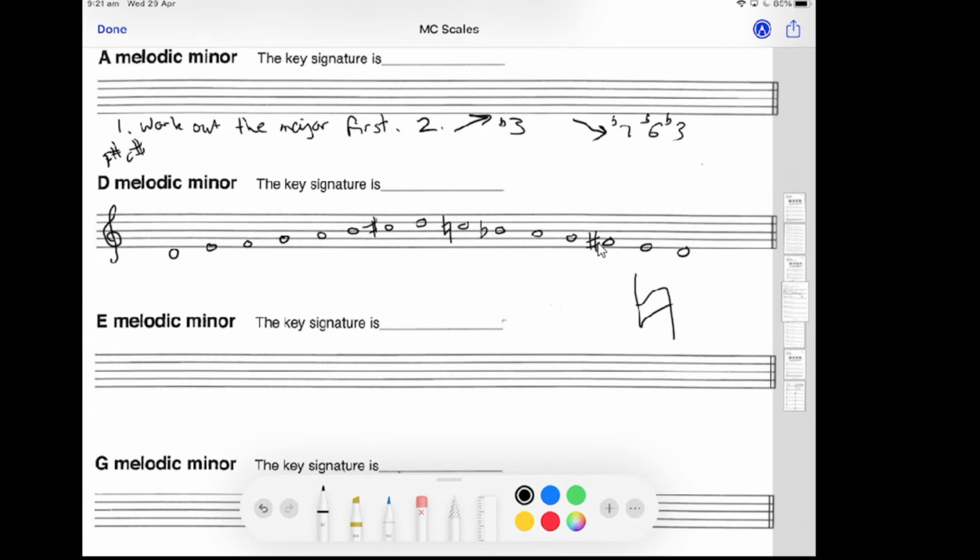How do we do that? Do we need to use a natural sign? No, because that F wasn't sharpened or flattened elsewhere either. Now, just a pro tip though, if you did put a natural sign there, the examiners won't mark it wrong. It's just not necessary.